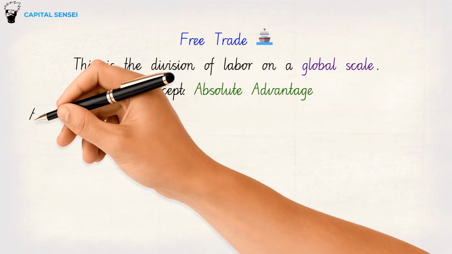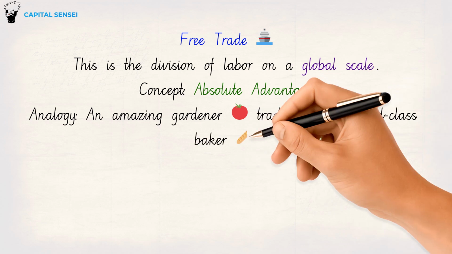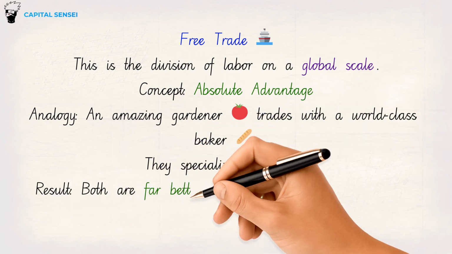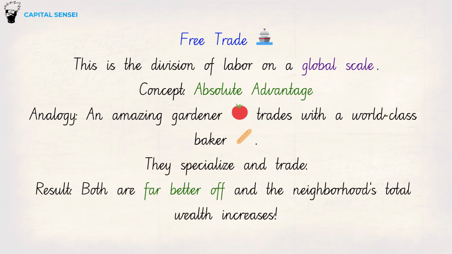His logic is just the division of labor applied on a global scale. He used the concept we now call absolute advantage. Let's go back to our neighborhood analogy. Suppose you are an amazing gardener and your next-door neighbor is a world-class baker. You could try to bake your own bread, but it would be pretty average and take you all day. Your neighbor could try to grow his own tomatoes, but they'd be small and sad.